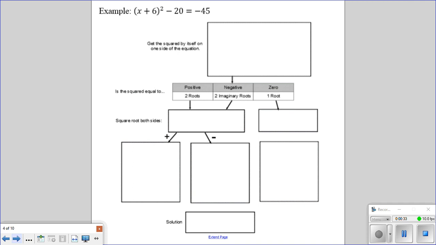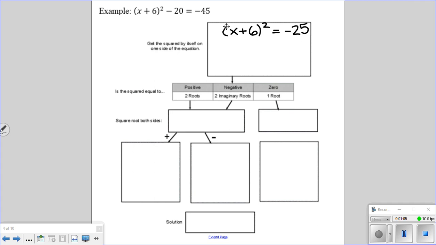So let's go ahead and look at our first example here and kind of follow our flow chart. The first thing we have to do is get the squared part by itself on one side of the equation. In this case, I'm going to have to add 20 on both sides. So I get (x + 6) squared equals negative 45 plus 20, which is negative 25. Now I ask myself, is the squared equal to a positive number, a negative number, or 0? In this case it's equal to a negative number, so I'm going to have two imaginary roots.